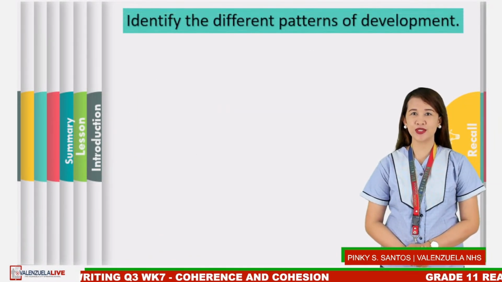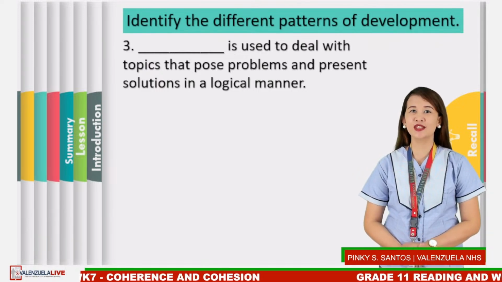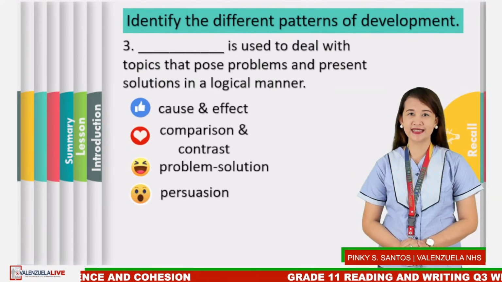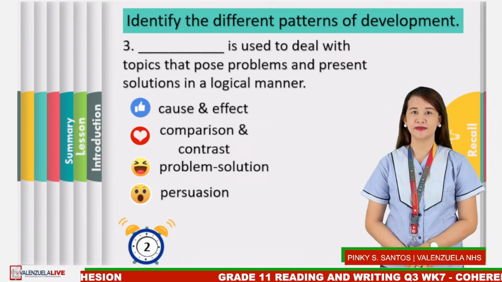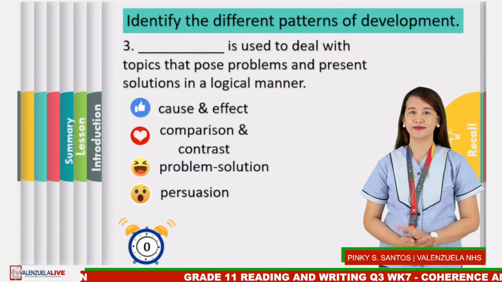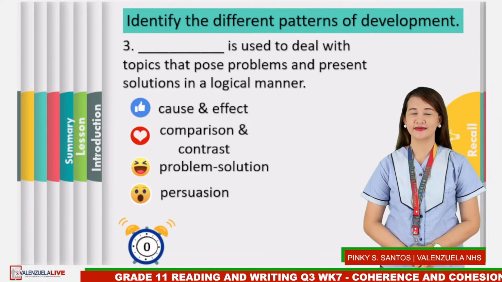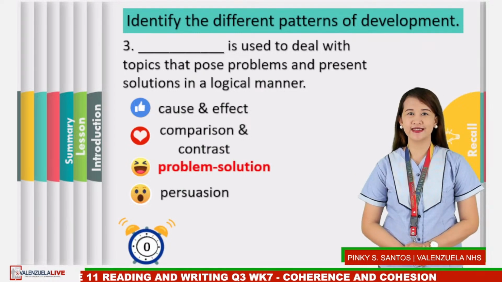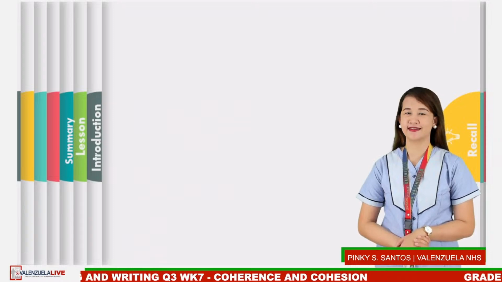Blank is used to deal with topics that pose problems and present solutions in a logical manner. Timer starts now. The correct answer is problem solution. You're doing good. Let's move on to question number 4.